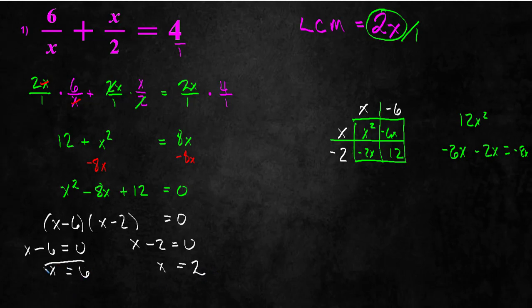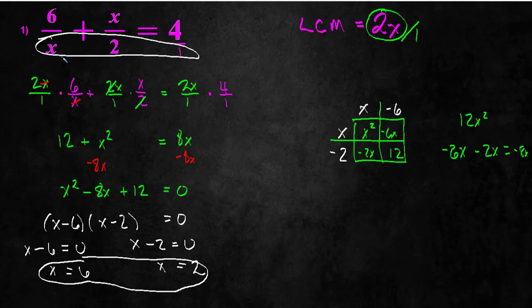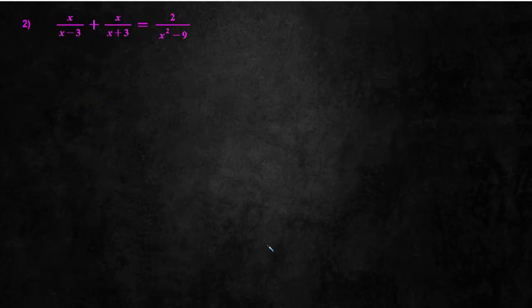Now, the last step is to check these answers to make sure that they don't give a 0 in any of our denominators. The only way I can get a 0 in my denominator is if I had a 0, so these are going to work. You're checking for extraneous answers at this step, and extraneous answers are going to show up whenever the 0 is in the denominator. So let's solve this next one.